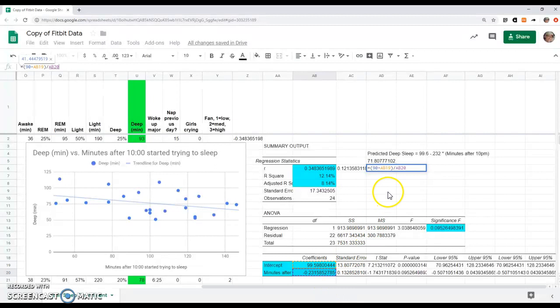What I've done is essentially just taken this entire equation, plugged in a 90 here, because I want to know what going to bed at what time would give me a predicted deep sleep of 90 minutes, and then I'm solving that equation for this variable. So to solve that equation, I subtract 99.6 from both sides, and then I divide by this.